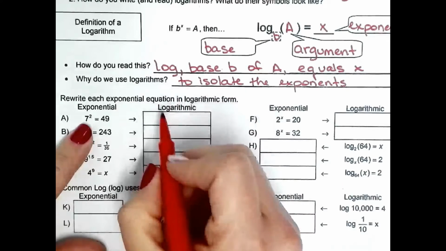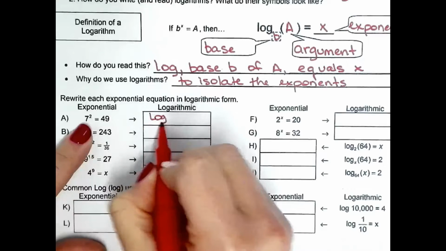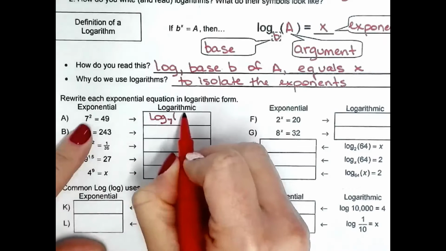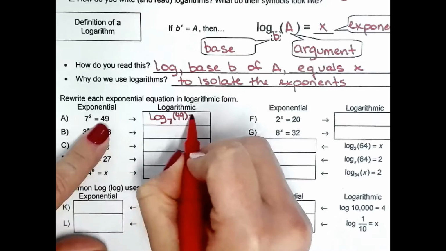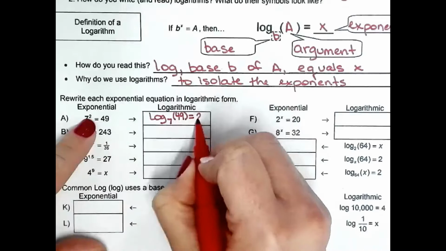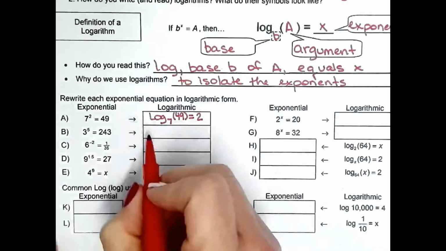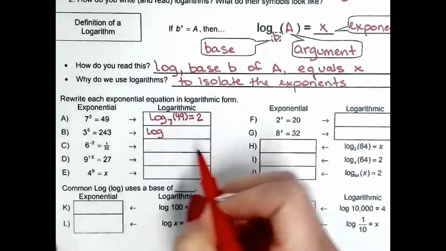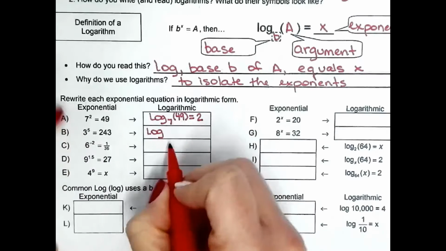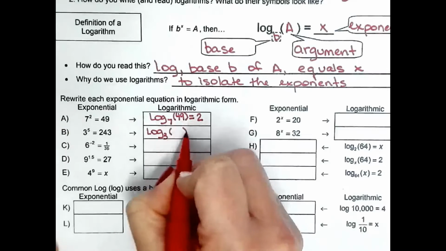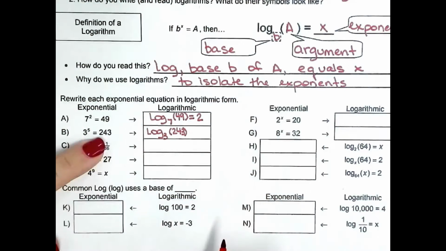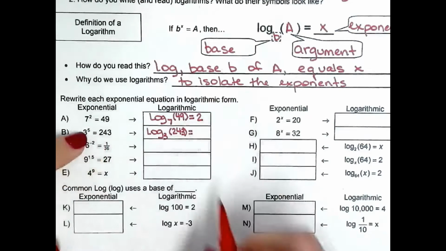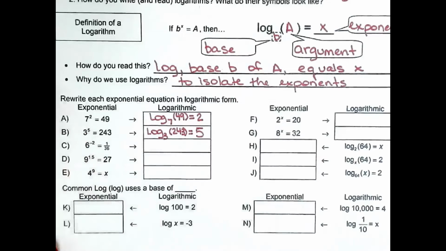Base is always the base. So you have log base 7. What's the argument? 49 equals x, the exponent. Again, log, what's the base here? Base 3 of what? Argument 243 equals the exponent 5.